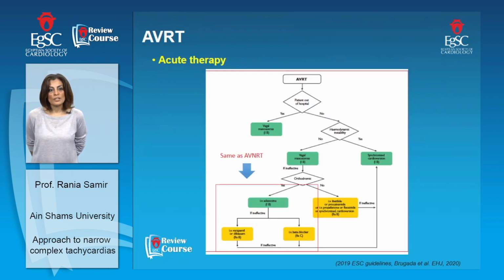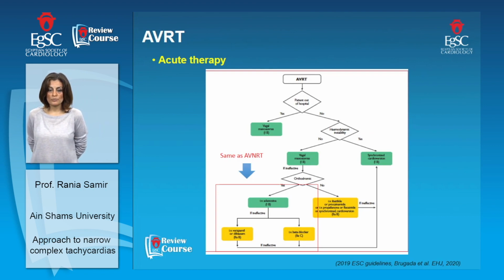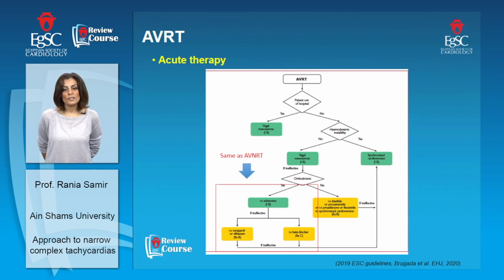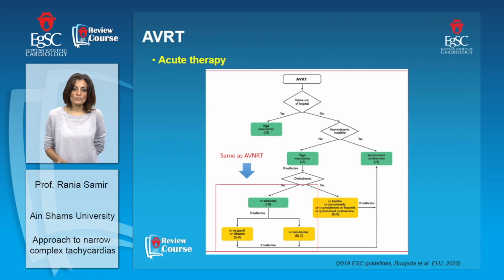When it comes to AV reentrant tachycardia caused by an accessory pathway, the acute therapy also depends on the hemodynamic stability. If we look at this diagram, the acute management of AV reentrant tachycardia is the same as AV nodal reentrant tachycardia if it has a narrow complex. If the patient is hemodynamically stable, we start with vagal maneuvers. If it didn't work, and it's an orthodromic tachycardia, we give intravenous adenosine.